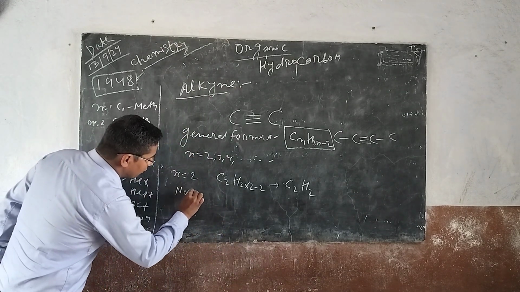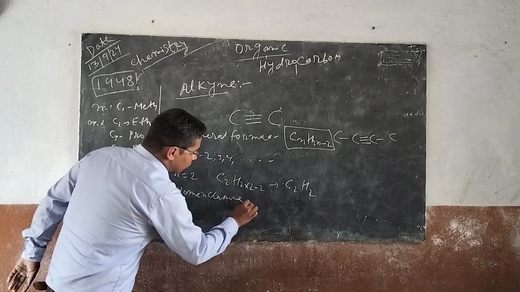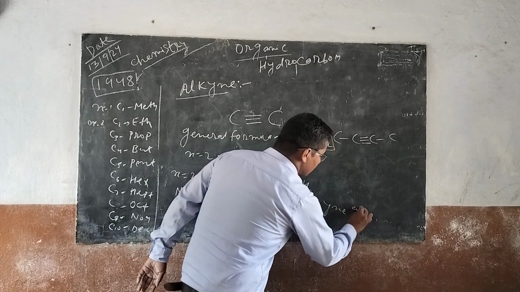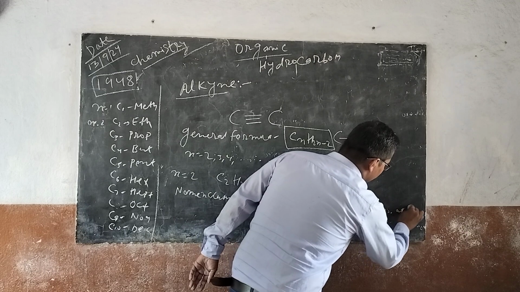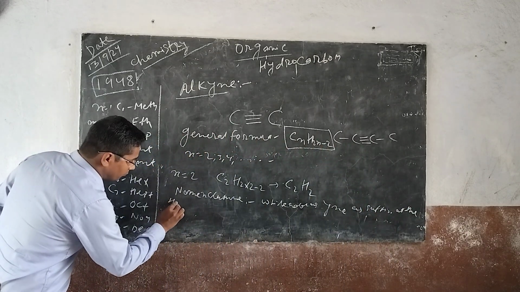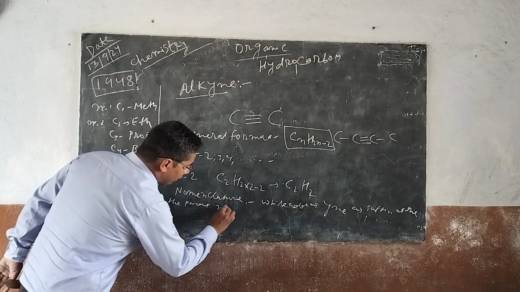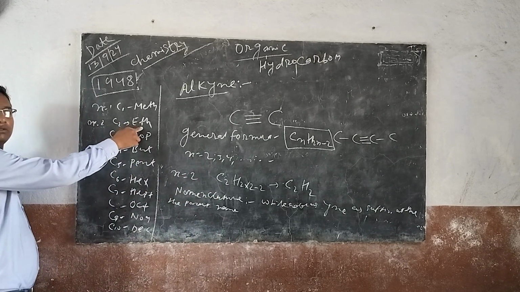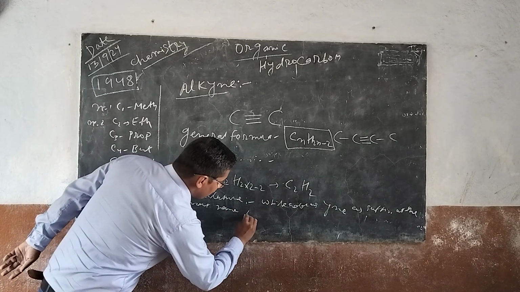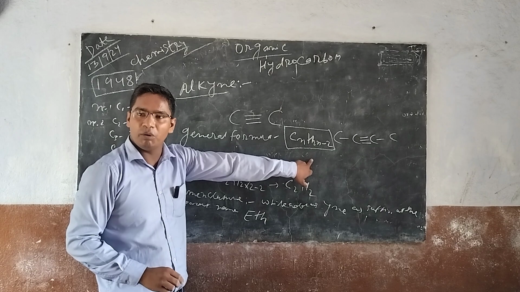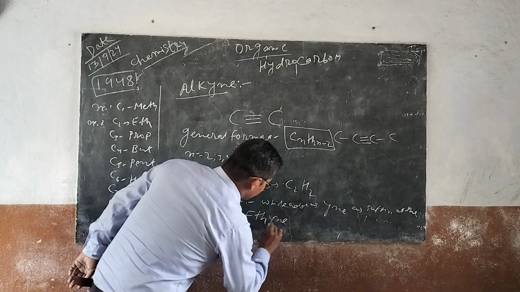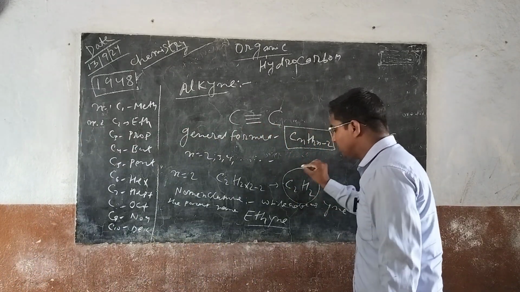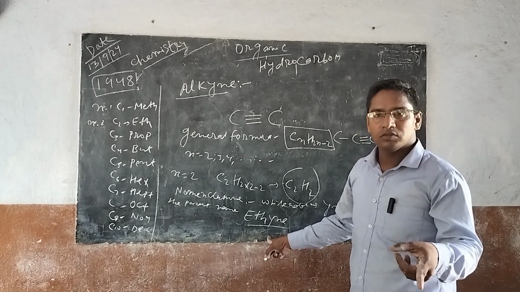Now, nomenclature. While we add "yne" as a suffix at the end of the parent name, we take n equal to 2. That means C2, the parent name is eth, and we have to add yne. That makes ethyne. The IUPAC name of C2H2 is ethyne, and the common name is acetylene.